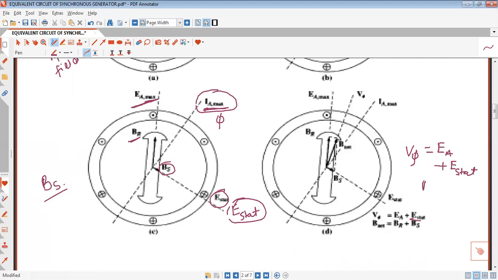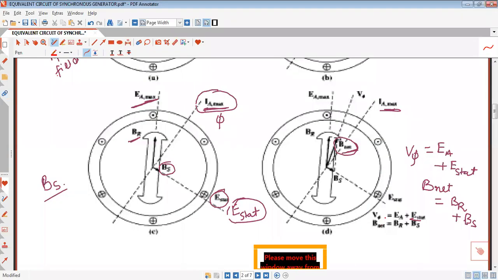In the same way we can write the net magnetic field, B net. B net is the resultant of the two magnetic fields, BR plus BS, the stator magnetic field. This stator magnetic field is due to the armature current. When armature current is flowing, this stator magnetic field is produced. So to model this machine, we need to count the armature reaction effect.